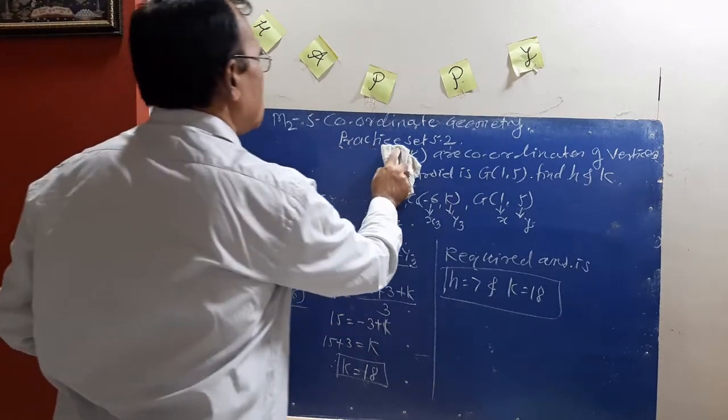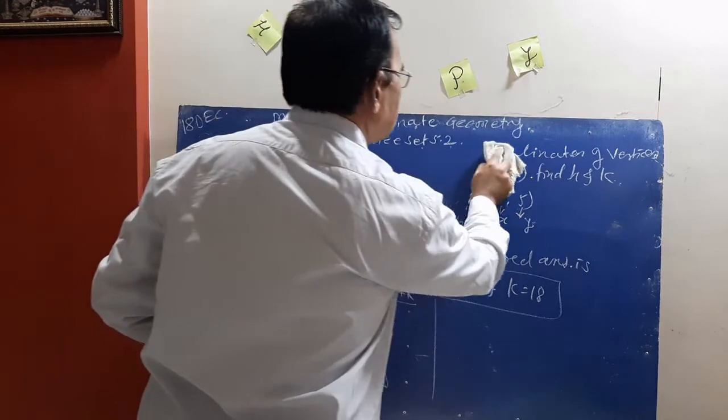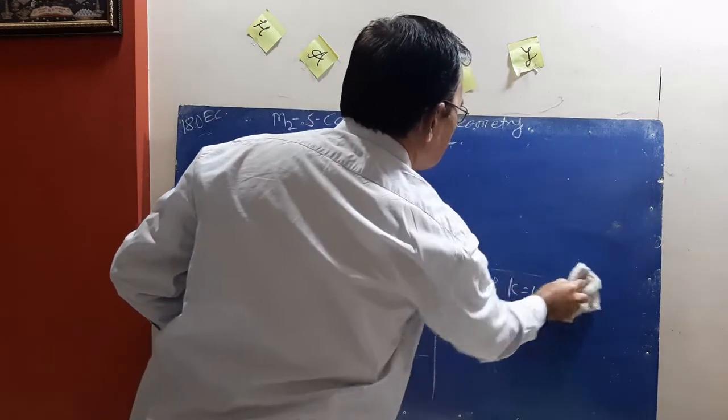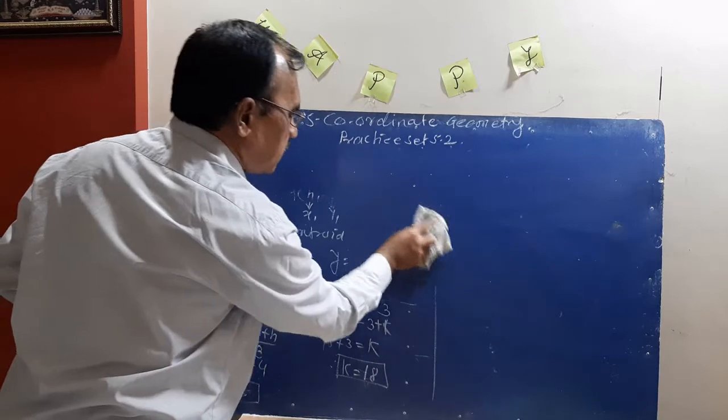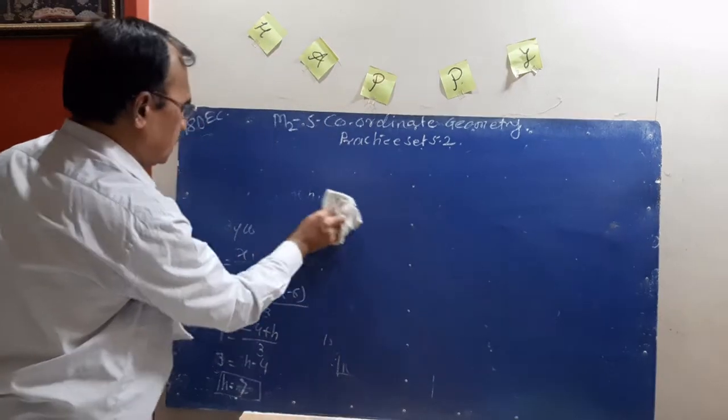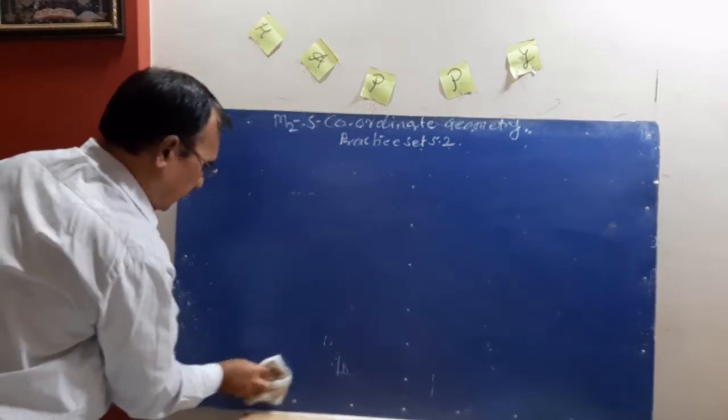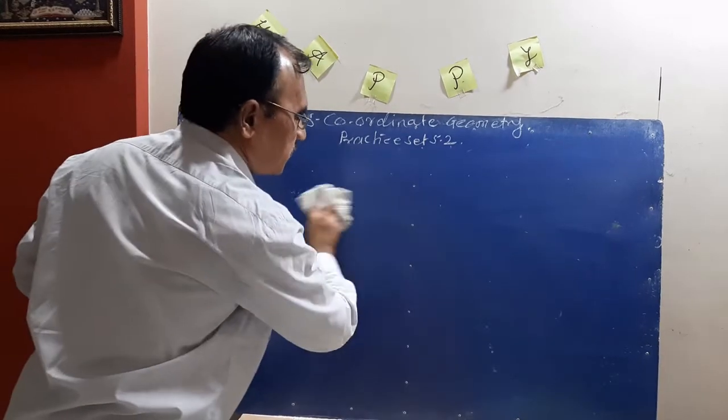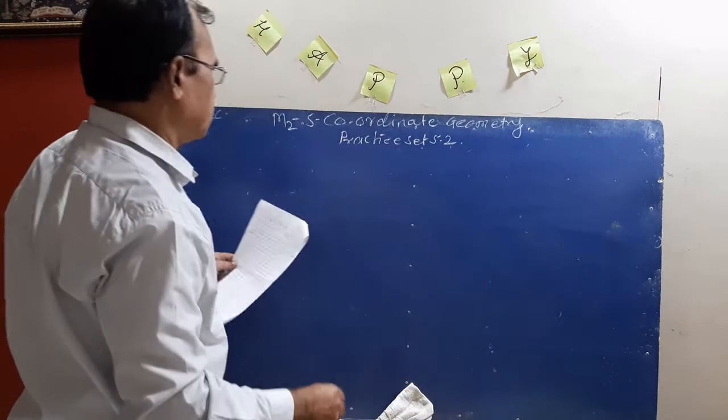Very easy examples are here. Very easy formulas are also. Distance formula, section formula, midpoint formula and centroid formula. That's all there is in this lesson, nothing else.